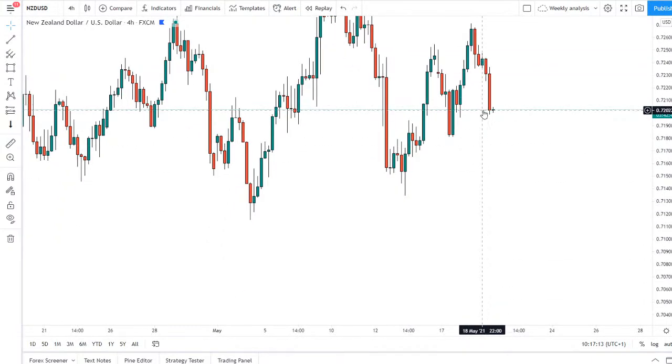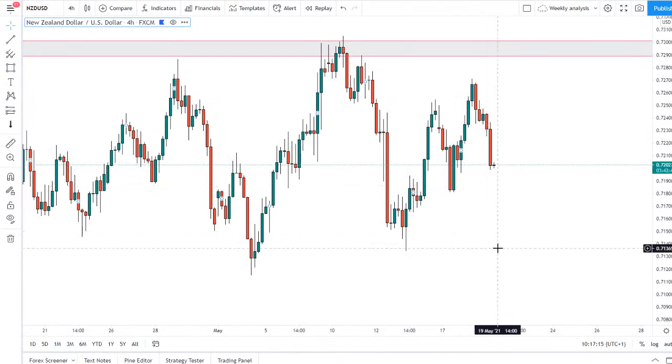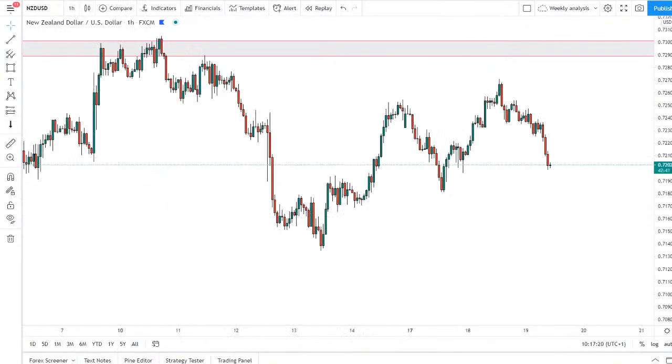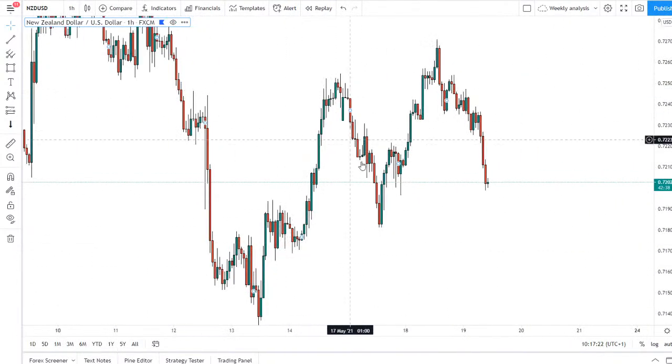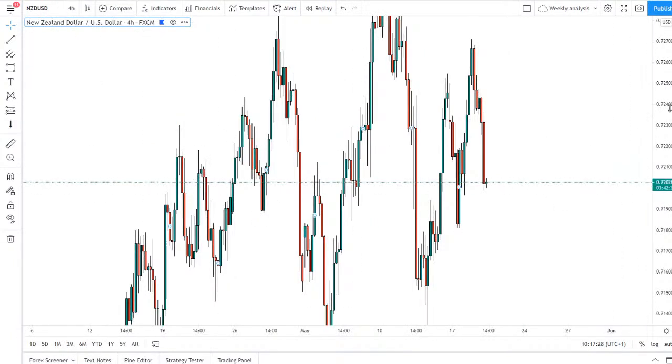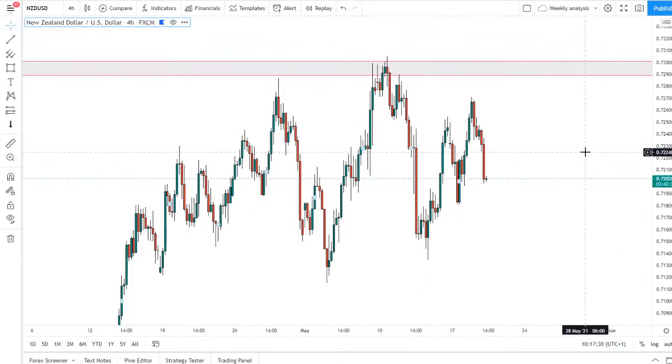So I think maybe NZDUSD could see a little bit more room to the downside. It's looking quite bearish there. It's still holding that kind of bullish structure of push, pullback, push, pullback, but overall it is looking quite bearish. So we might see price fall a little bit further to the downside again, similar to AUDUSD.